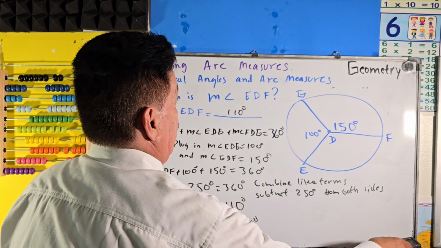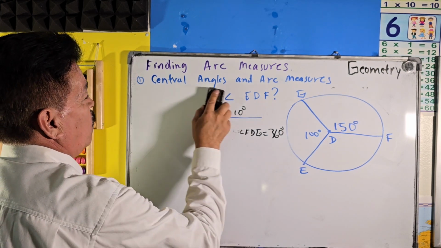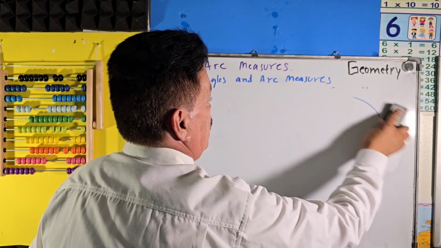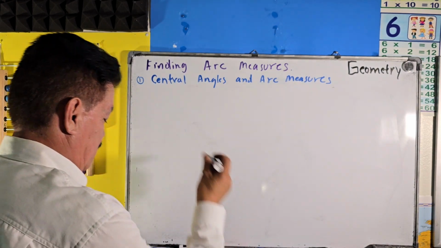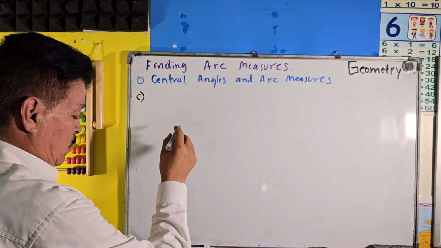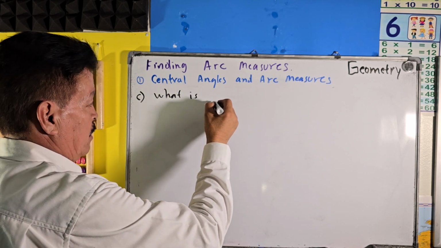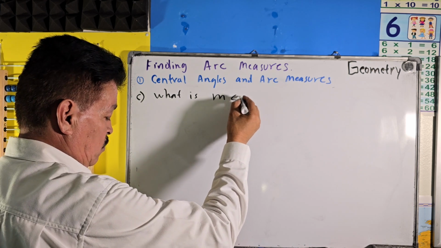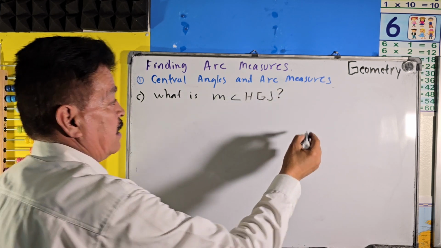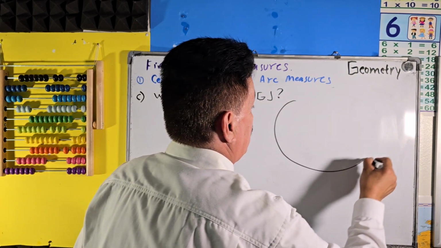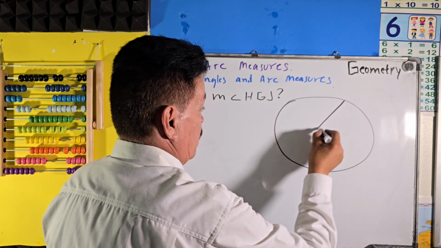Okay, let me erase here. It's very, very easy, right? Let's solve one more problem. Today is a very easy class. Our question is, what is the measure of angle HGJ in this picture? This is our circle. Let me write right here.